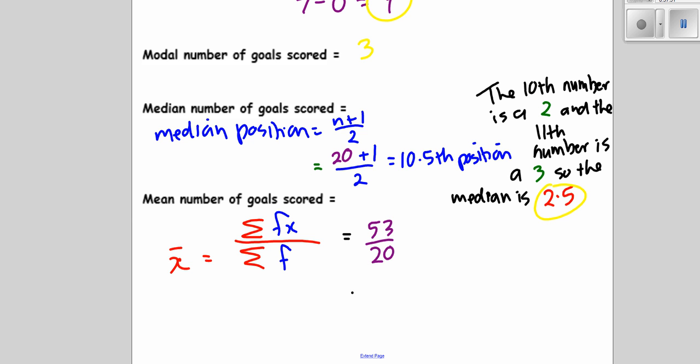2.65. And there's no units for that because it's just how many goals scored. Some people get confused and think, you can't get 2.65 goals. But that's fine because the mean is an abstract concept. It's not saying that in real life they're going to score 2.65. So you can have a decimal, even though goals scored is a whole number, because the mean is an abstract idea.